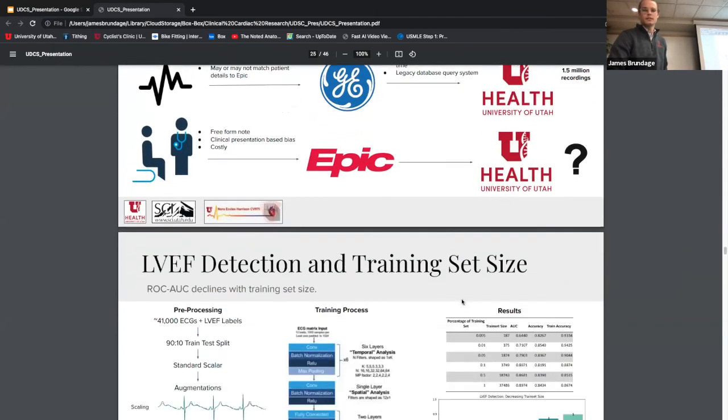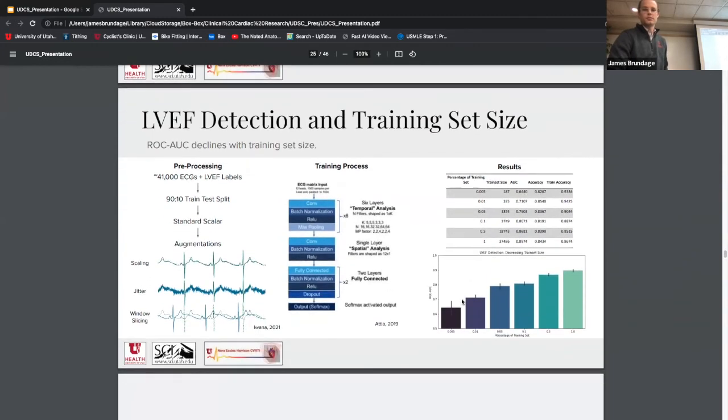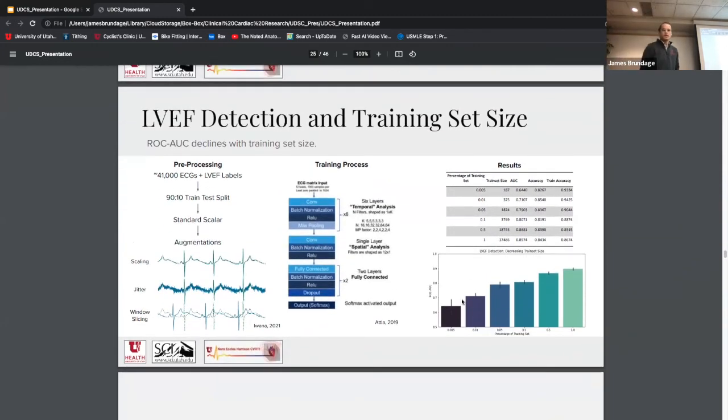I have some slides that I skipped in here, so I'll just skip over that for a second. Okay. So first thing we tried to do, like I said, was replicate these results out of Mayo Clinic. And the way we did that is we took our 41,000 ECGs, we did a 90-10 train test split, we did some scaling to put everything kind of in the same domain, and we also included some augmentations.